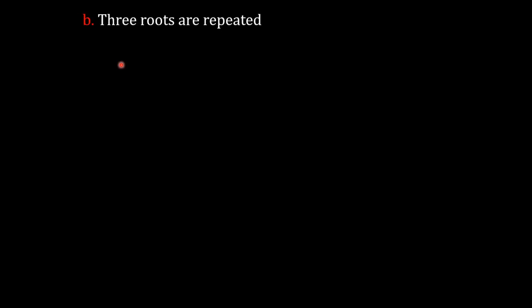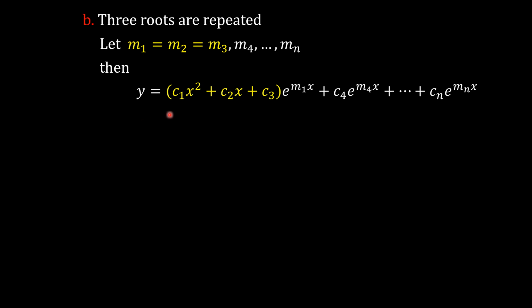Consider the case now. Three roots are repeated. Let m1 equal to m2 equal to m3 and the remaining n minus 3 roots are real and distinct. Now using the previous case, the general solution or the complementary function is given as y is equal to (c1x square plus c2x plus c3) e raised to m1x. So this bracket corresponds to the three repeated roots.